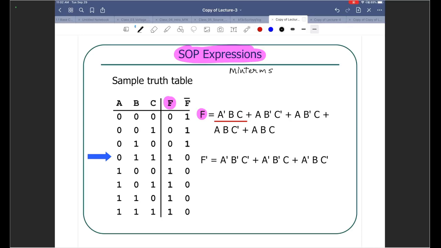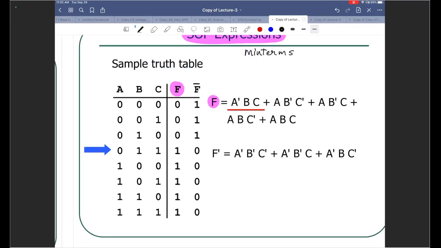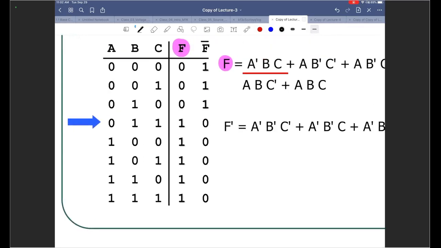Now minterms for what? If you are writing the output for F, we are looking at the minterms for F. Where are they? Well, where are the ones? So you would look at the ones and say, I see them right here. Those are the ones in my function F. So I would need to write those minterms for F.